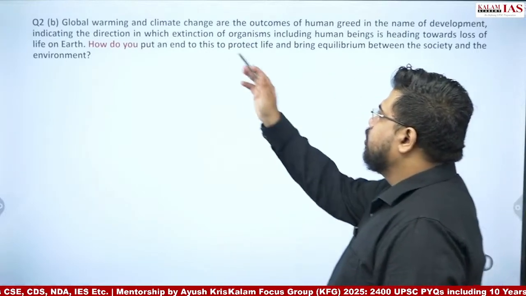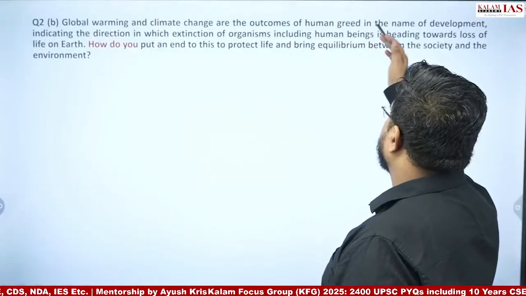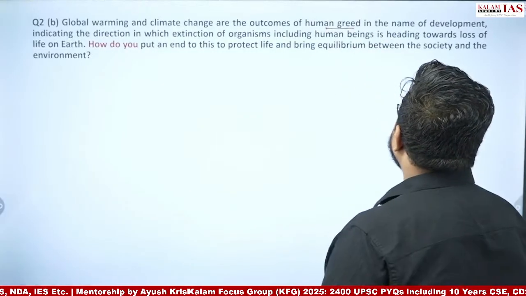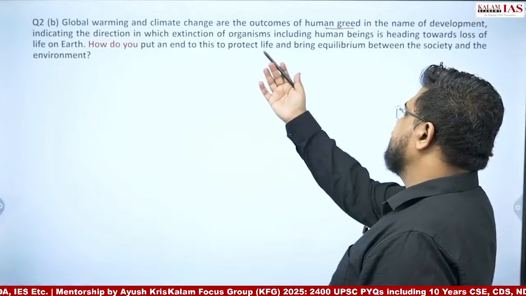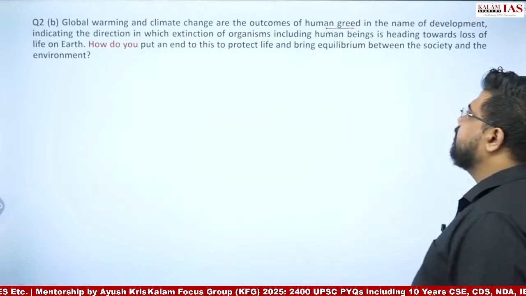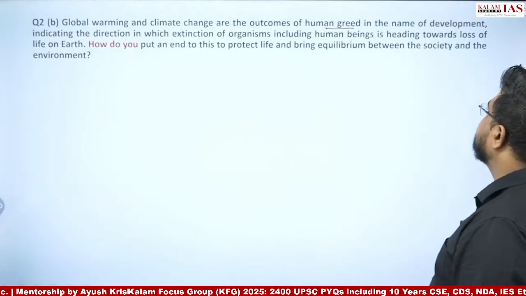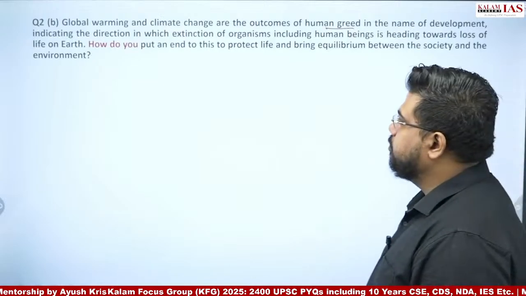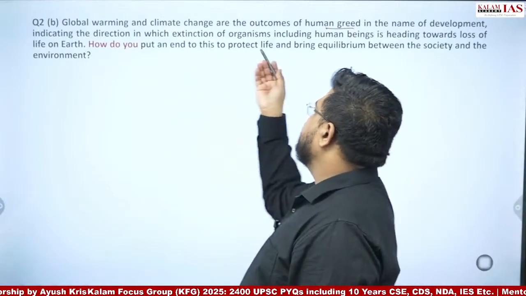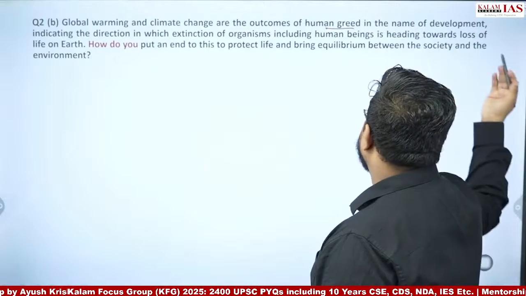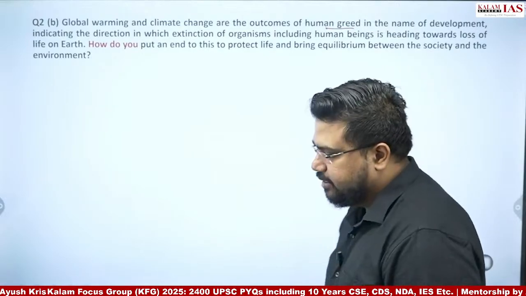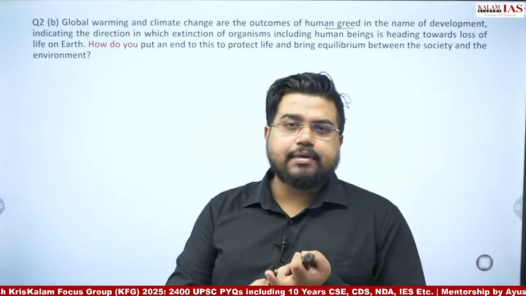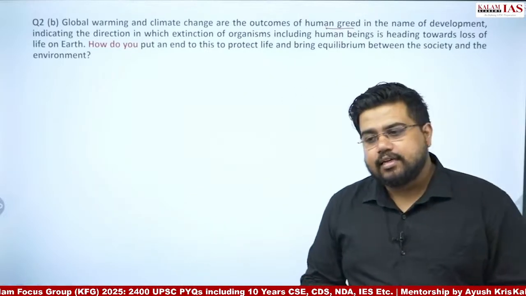Let's see. Global warming and climate change are the outcomes of human greed, in the name of development, indicating the direction in which extinction of organisms, including human beings, is heading, towards loss of life on Earth. How do you put an end to this to protect life and bring equilibrium between society and environment? So one statement is given. The statement is speaking about what values are resulting in global warming and climate change. What values? Human greed.